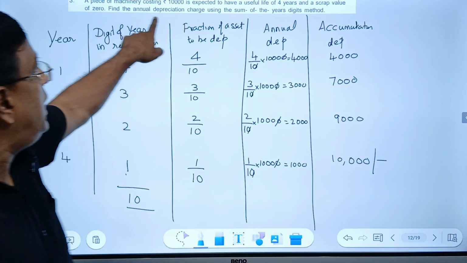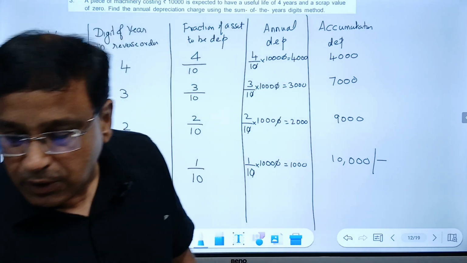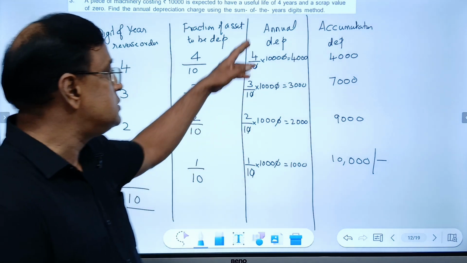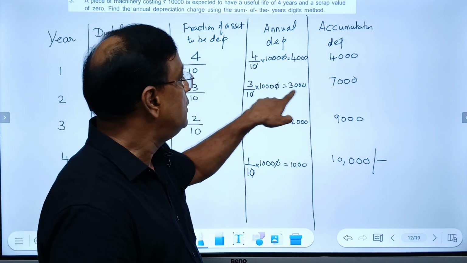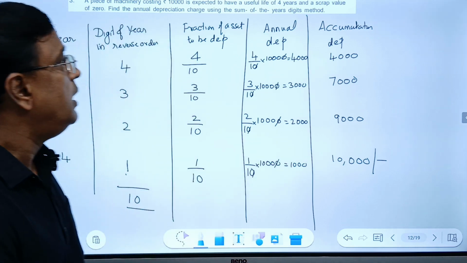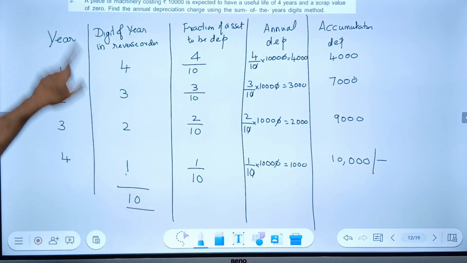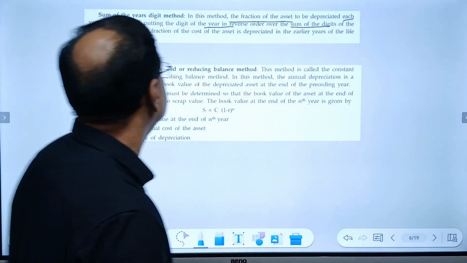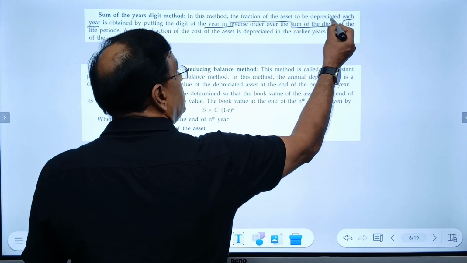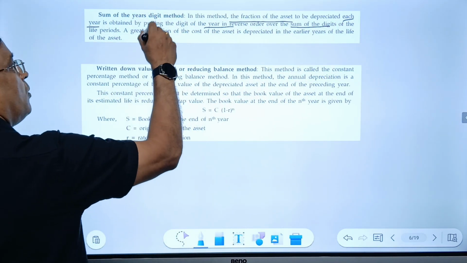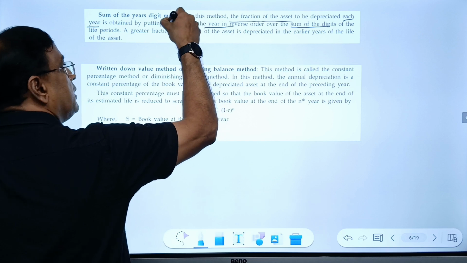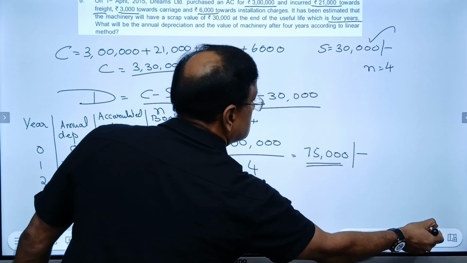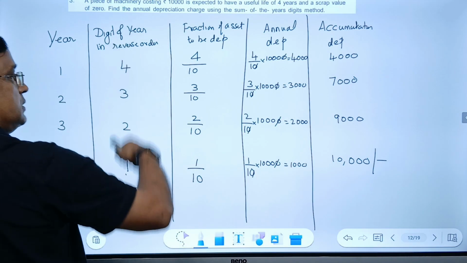Find the annual depreciation charges using the sum of the digits method. These are the annual depreciation charges. For every year it is 4,000, 3,000, 2,000 and 1,000. Annual depreciation chart. And what method is this? Reverse digit method, sum of the digits method. Look at the definition. The fraction of the asset to be depreciated each year is obtained by putting the digits of the year in the reverse order. That's what I did here. I put the years in the reverse order.